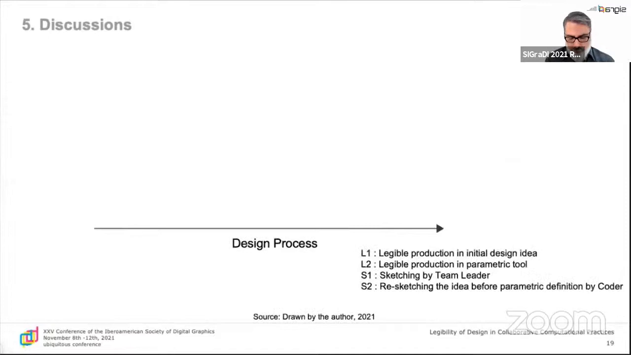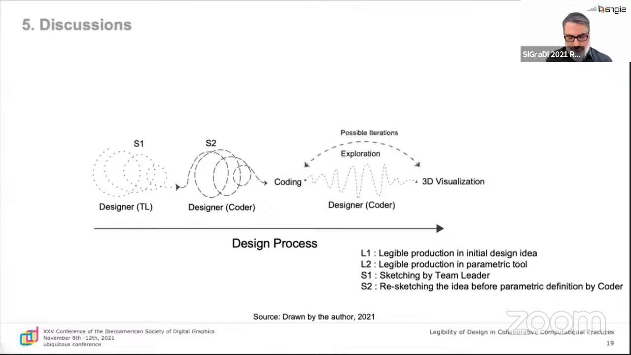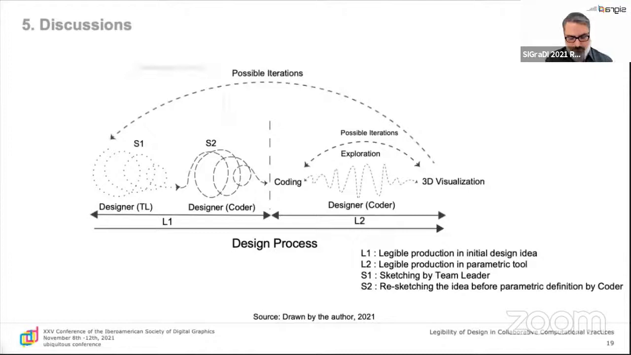The team leader developed a sketch to express the idea to the coder. Then the coder resketched all of what he heard from the team leader and what he saw on the sketch developed by the team leader. Resketching appeared as a legibility tool. The coder performed the resketching step as a synthesis phase of the initial sketch. Thus, he outlined the Grasshopper definition. This illustration represents the design process accordingly, the creation of legible space in the distributed work.